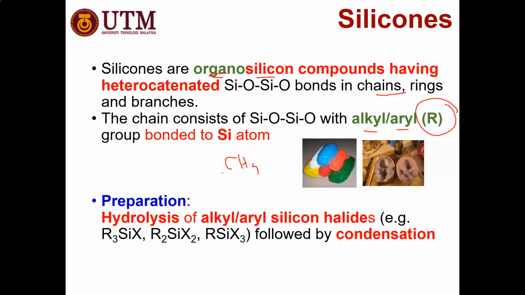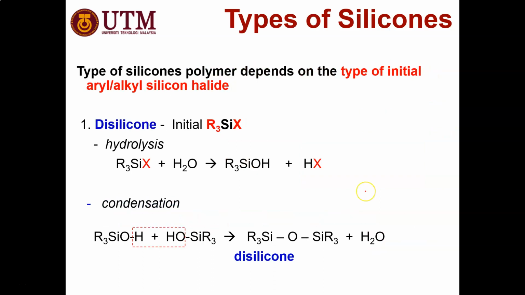Okay, dia sentiasa start dengan dia punya starting compound is an alkyl or aryl silicon halide. Kita first kena hydrolysekan dia, followed by condensation. So jom kita belajar jenis silikon yang ada and macam mana kita nak dapatkan. So ni kita buat sama-sama macam mana nak buat sebab ini antara soalan popular juga.